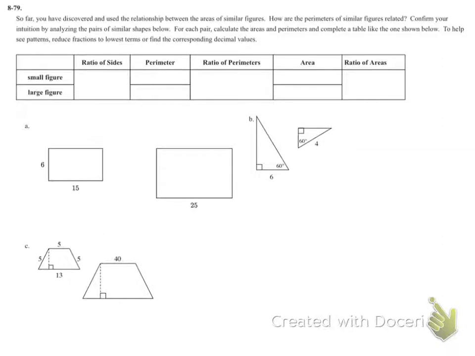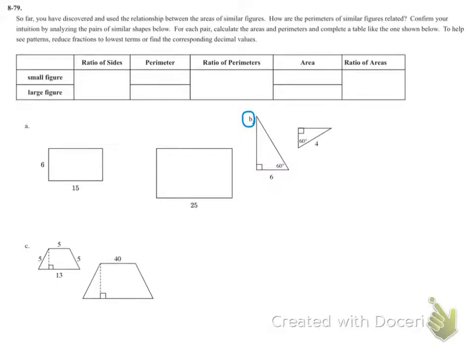To help see patterns, reduce fractions to lowest terms, or find the corresponding decimal values. Okay, so we're going to go ahead and, like I said, do part B. In part B, if I'm going to be finding the area and the perimeter, then I'm going to need to know the other side length.